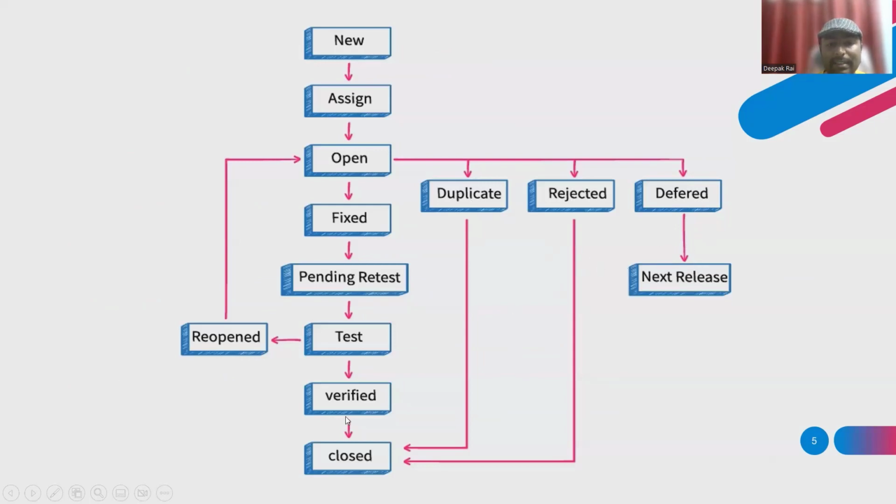And once they fix this defect, the defect is fixed and the testing team will verify it and then close it. A duplicate defect automatically goes into the closed status, and a rejected defect also goes into the closed status. So this is the complete status flow of the defect life cycle.